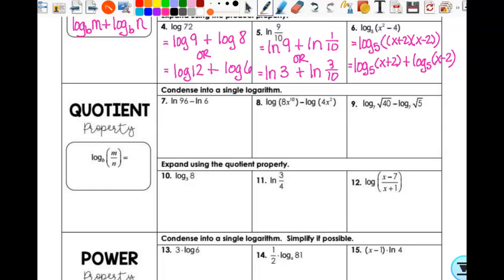Okay, beautiful. All right, so now let's look at the quotient property. So I have log base b of m divided by n. So when I split that into two logs with the same base, instead of adding them like I did for the product property, I'm going to subtract them. So this becomes log base b of m minus log base b of n.